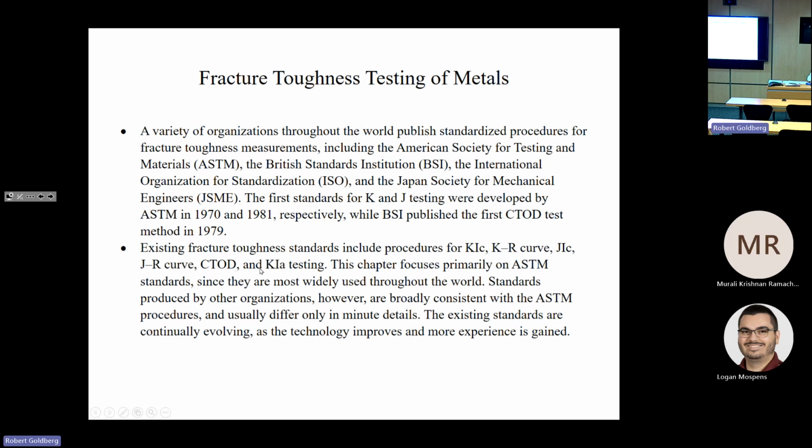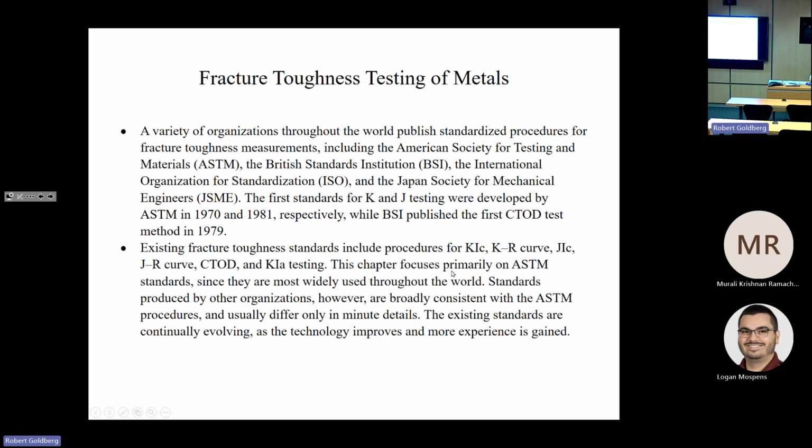So the existing fracture toughness standards include procedures for K1C, the KR curve, for linear elastic J1C, the JR curve, crack tip opening displacement for elastic plastic, and this section will focus primarily on the ASTM standards. They're the most widely used throughout the world, but the standards produced by other organizations are broadly consistent with the ASTM procedures and usually only differ in small details.